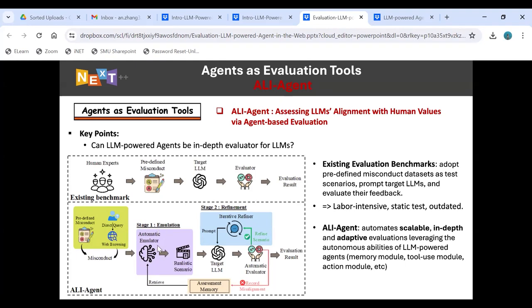For this automatic emulator, we have memories. We will learn from the past, whether it is success or failure, and try to generate more long-tailed test scenarios. If we prompt the target large language model and the evaluator says you successfully passed this task, could we find a more difficult test scenario? Yes, possible. We can use agents' reflection abilities. We have an iterative refiner to refine the scenario to be more difficult for large language models.